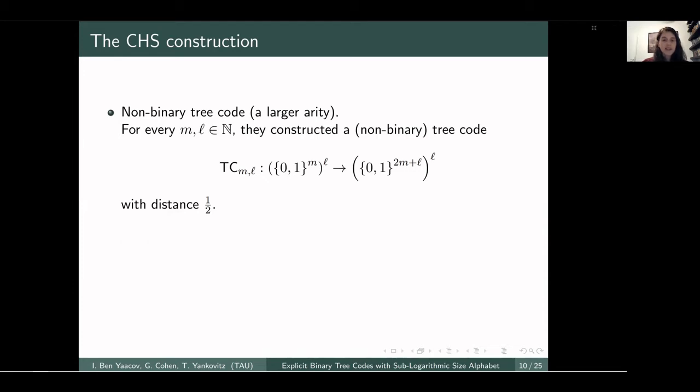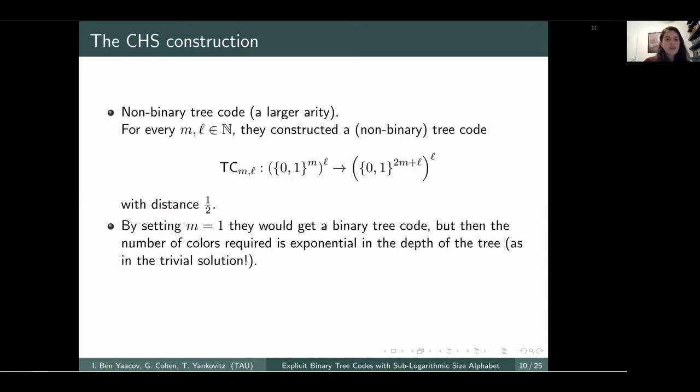Now that they have an infinite family of tree codes, they need to reduce their arity to binary. Note that by naively setting m to 1, we would indeed get a binary tree code, but its number of colors is exponentially large. However, m and L have an additive relation. The authors use this property to cleverly reduce the arity to binary while getting a polylogarithmic number of colors. But I won't get into further details of the reduction.